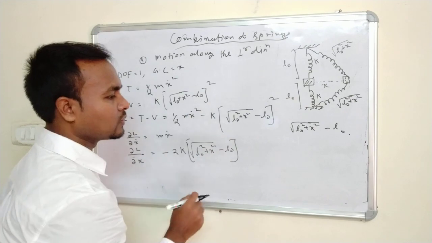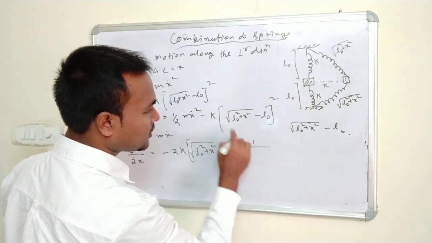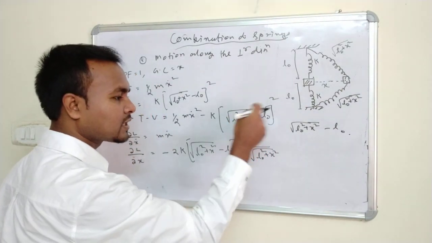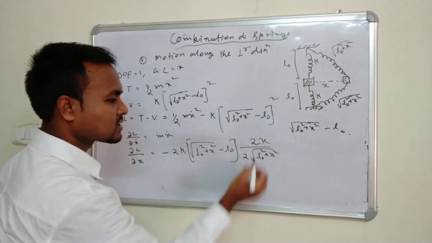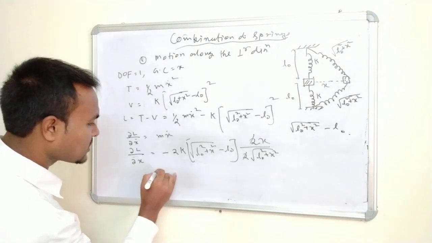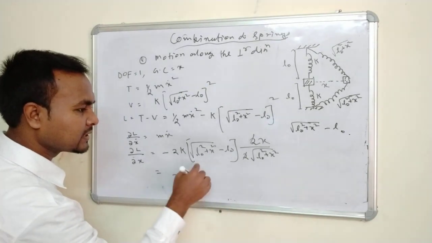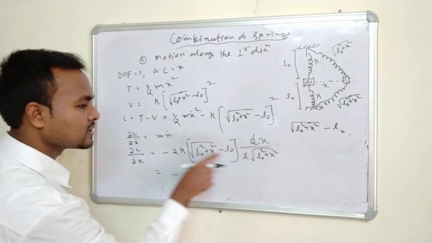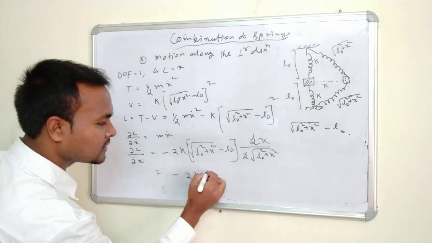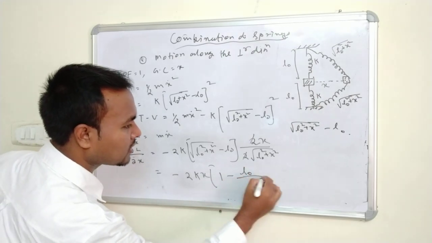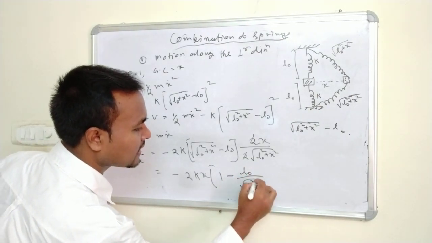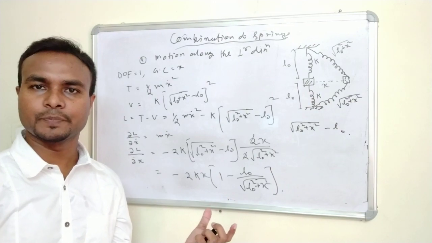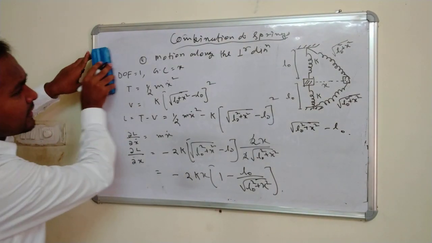Then the inner part we have to differentiate. So it will be 1 upon 2 times the square root of L0 squared plus x squared. Again, the differentiation of x squared is 2x, so the 2 gets cancelled. So it will be minus 2kx, and since it is in the denominator, if I divide, it will be 1 minus L0 divided by the square root of L0 squared plus x squared. Got my point? So you can pause it and write it. Clear? So what will happen next?